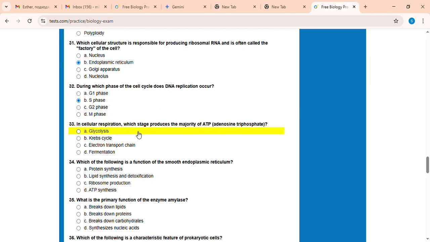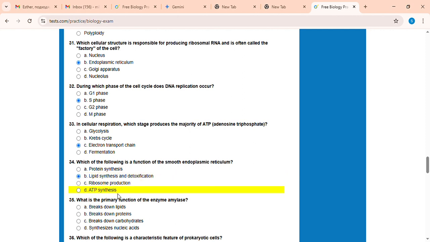In cellular respiration, which stage produces the majority? Oh, biochemistry. I love this. Electron transport chain, where there's protons being pumped in and out of the matrix, and then at the end of the proton movements we have an electron acceptor, and then there's ATP generated. Which of the following is a function of smooth?